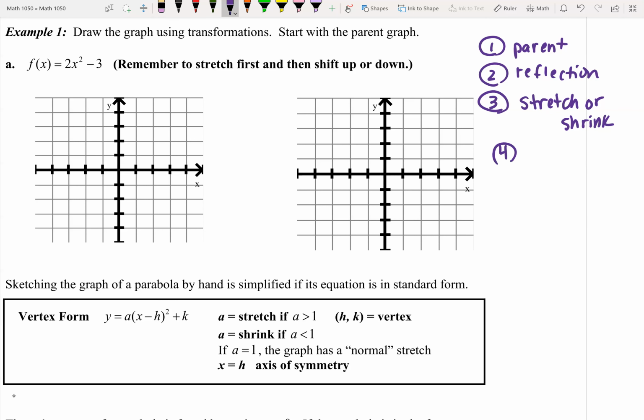And then number 4 is everything else. Up, down, right, left. You have to follow that order, okay? Okay, so let's do this. Everybody, we're just going to graph the parent. Let's write down the equation.